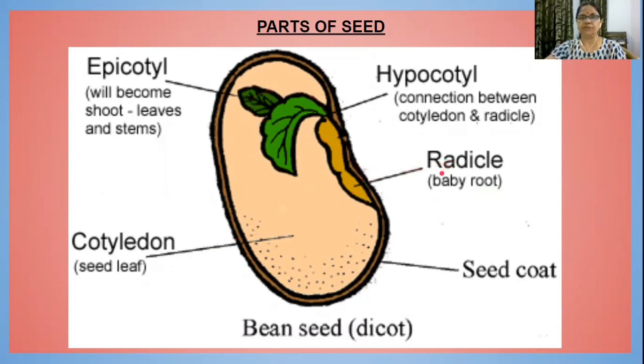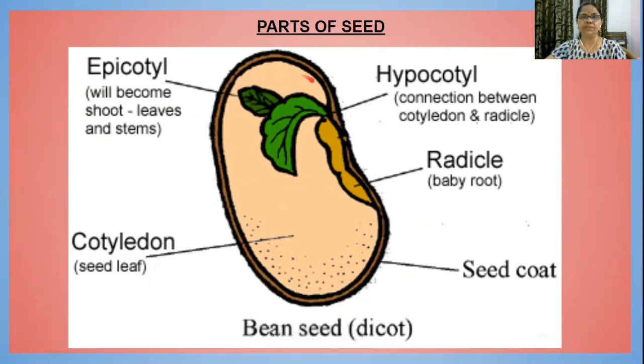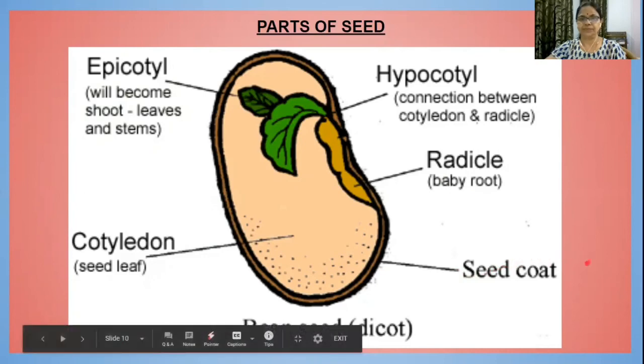This consists of the radicle, which develops into roots, and the epicotyl, which results in the shoot, that means leaves and stems. This is the seed coat, which is the covering of the seed. So this completes today's session.